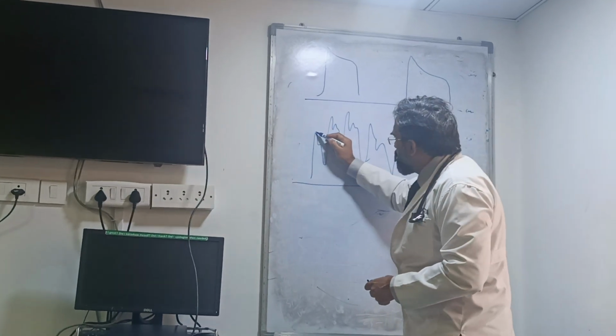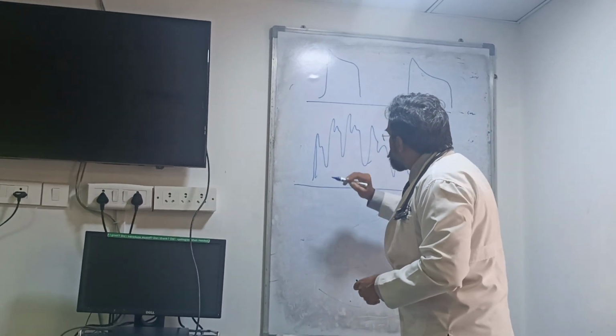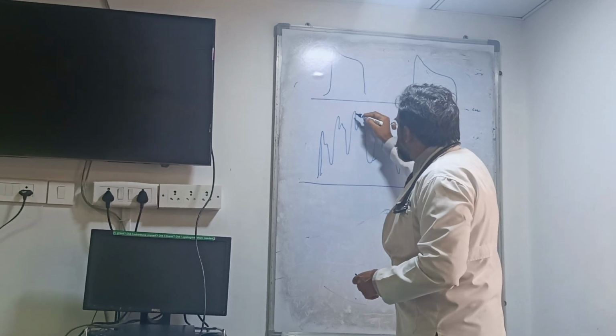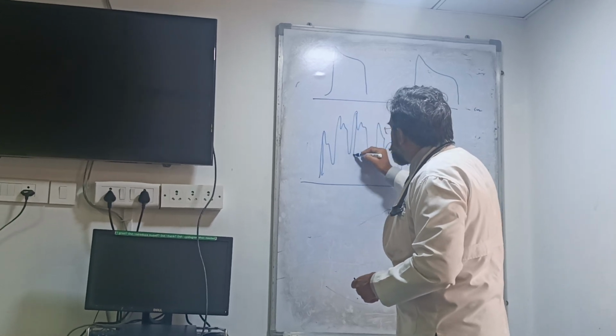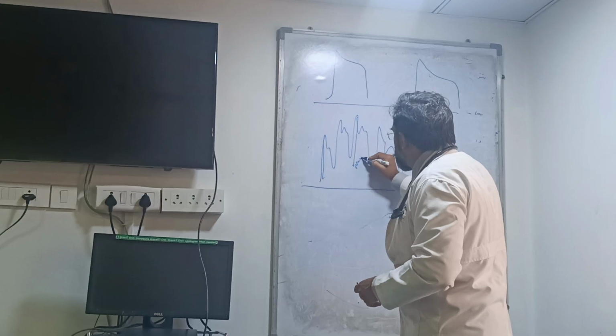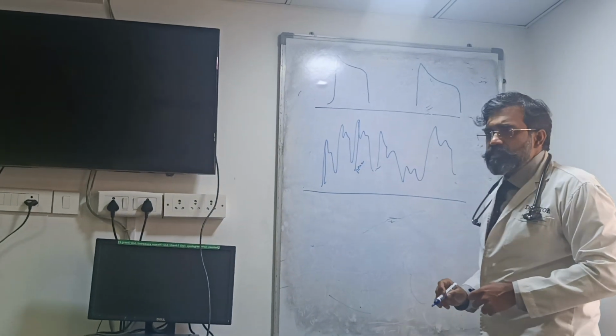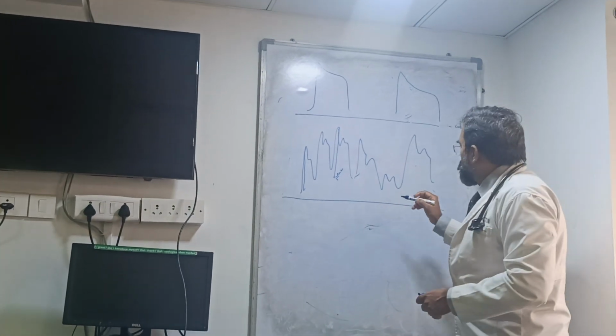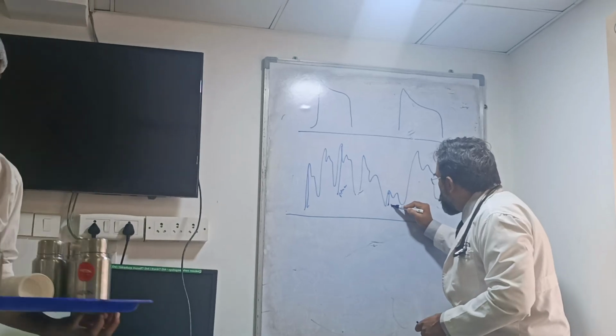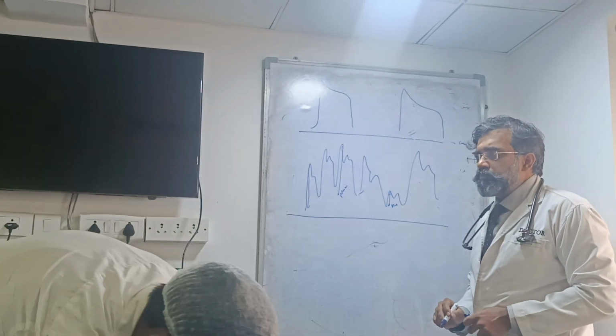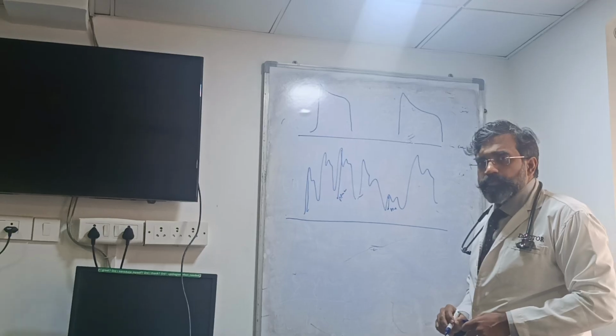Now this pressure from here to here, which is the high, maybe this is the highest pressure, is PP max, pulse pressure max. The low pressure here is called PP minimum. Correct?